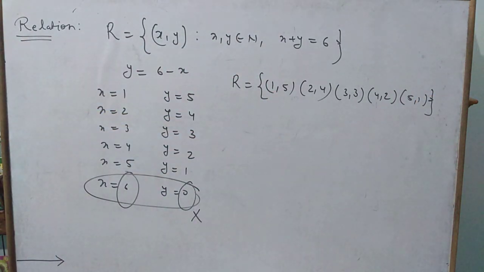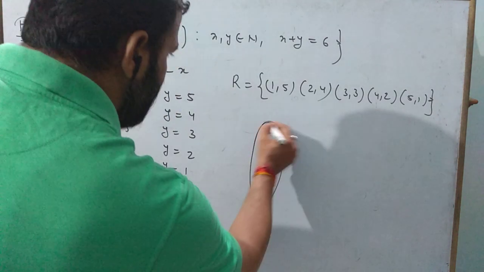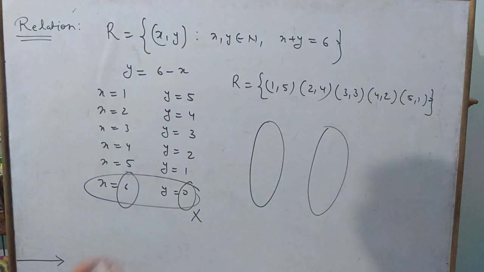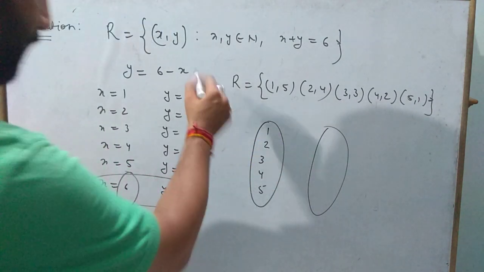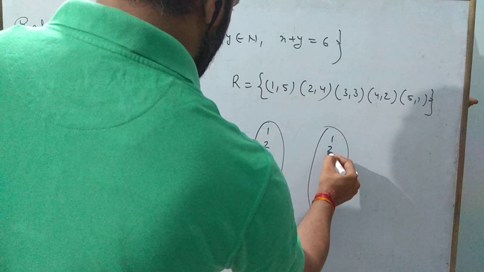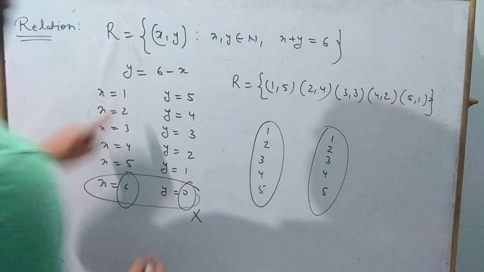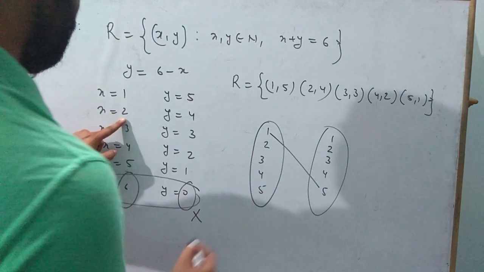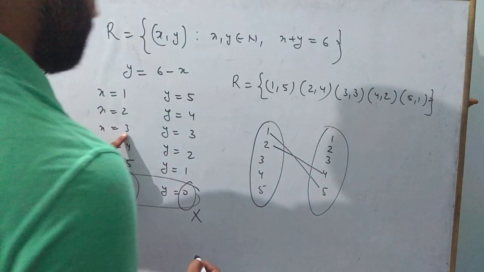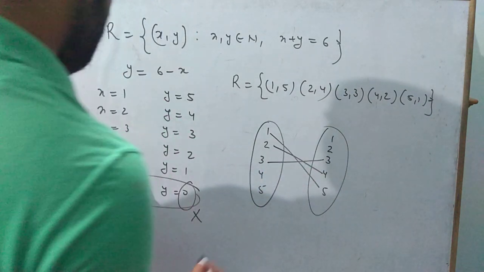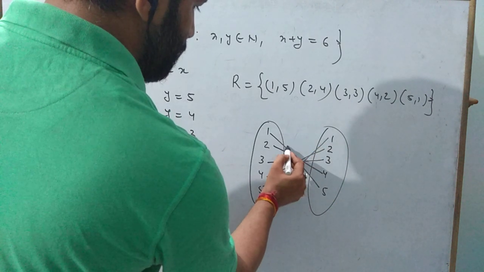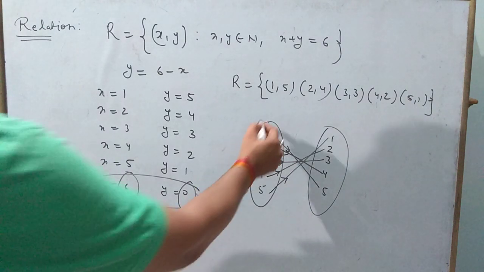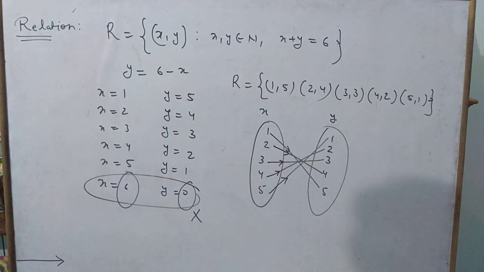If the question is saying write in arrow diagram form, we draw two oval shaped circles, writing 1, 2, 3, 4 and 5 in each. 1 is connected to 5, 2 is connected to 4, 3 is connected to 3, 4 is connected to 2 and 5 is connected to 1. You can put the arrow so that it gives the direction. This is x and this is y. So this is the way we can write the relation in this form.